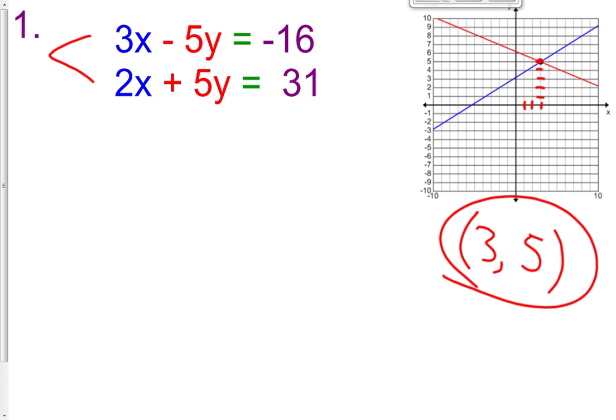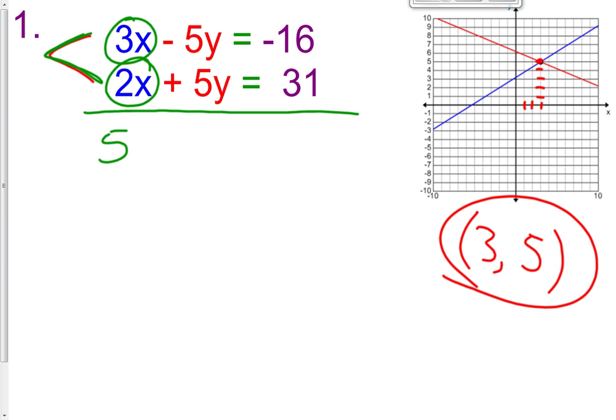So here's how you eliminate. On your notes it says that you're going to add the two equations together. So I'm just going to draw a line right here, and add these two equations together. What is 3x plus 2x? Adding them together, we get 5x.